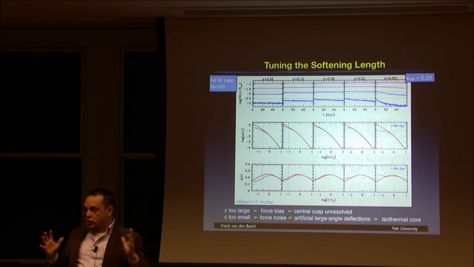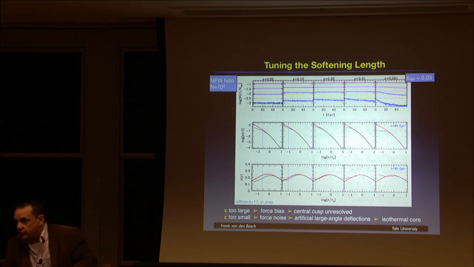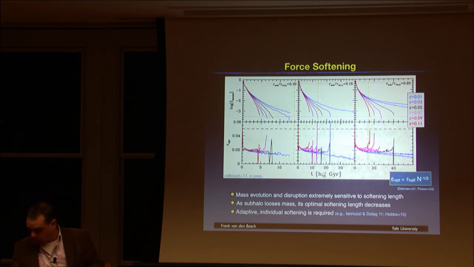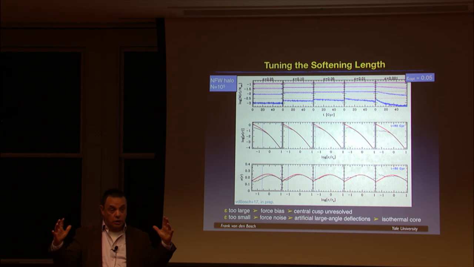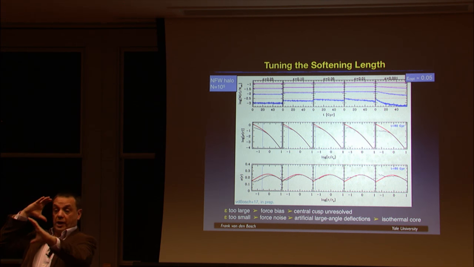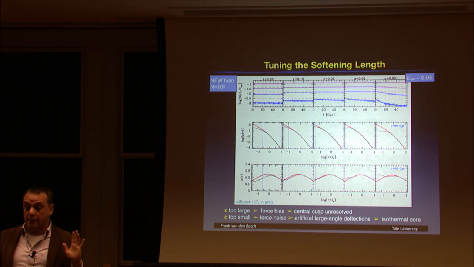How do you determine how big your softening length is? Well, if you make your softening very large, okay, then your blobs are nice and big and they will move through each other and you get the dynamics right.